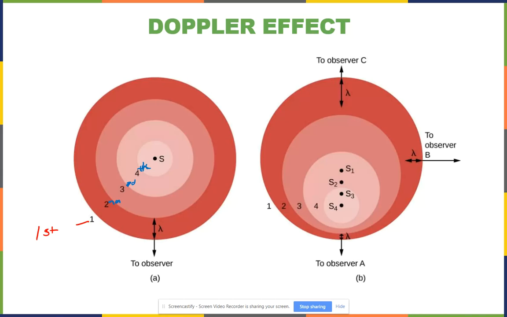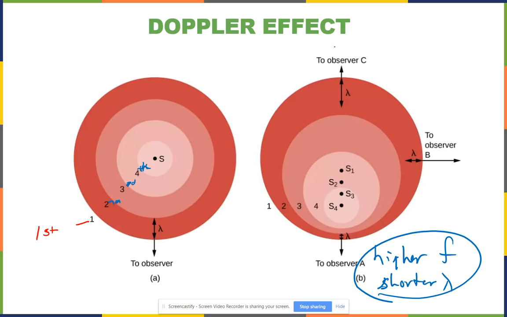And so this shift coming toward you is to higher frequency, which means shorter wavelength. When it's coming toward you, higher frequency, shorter wavelength. If it's going away from you, lower frequency, longer wavelength.